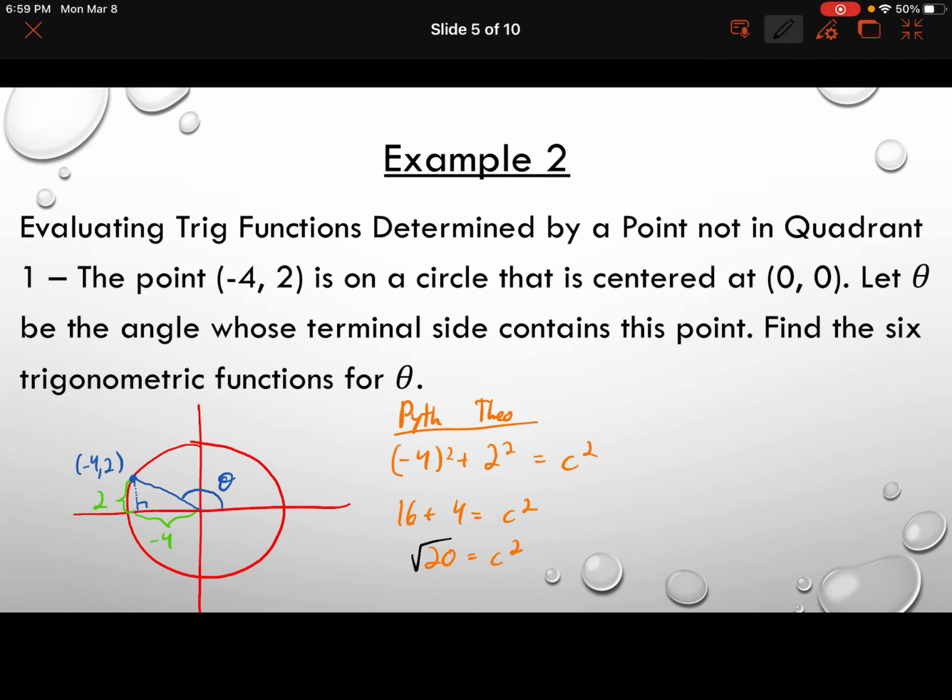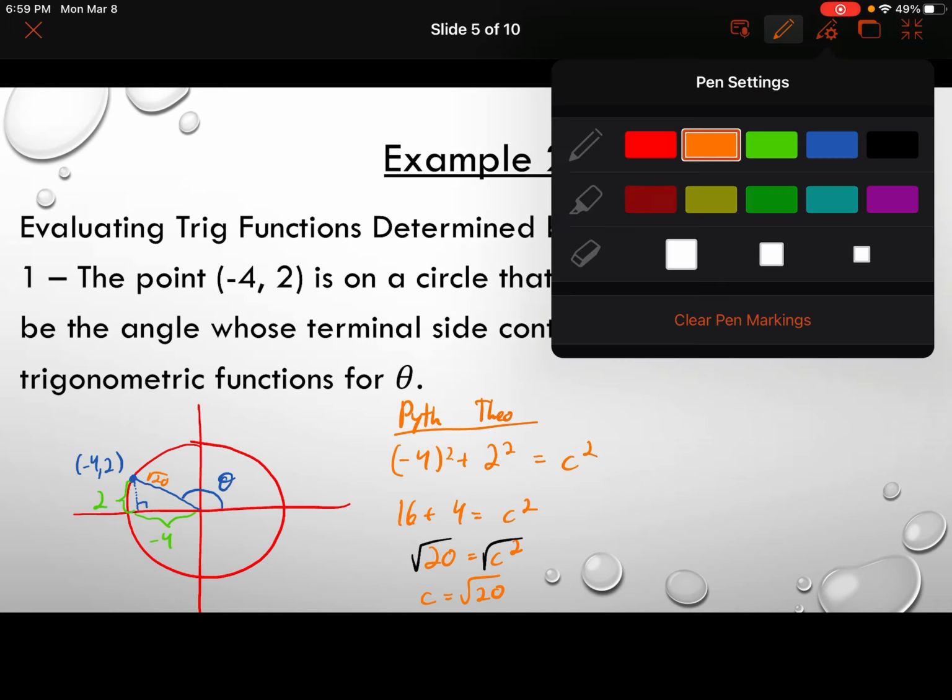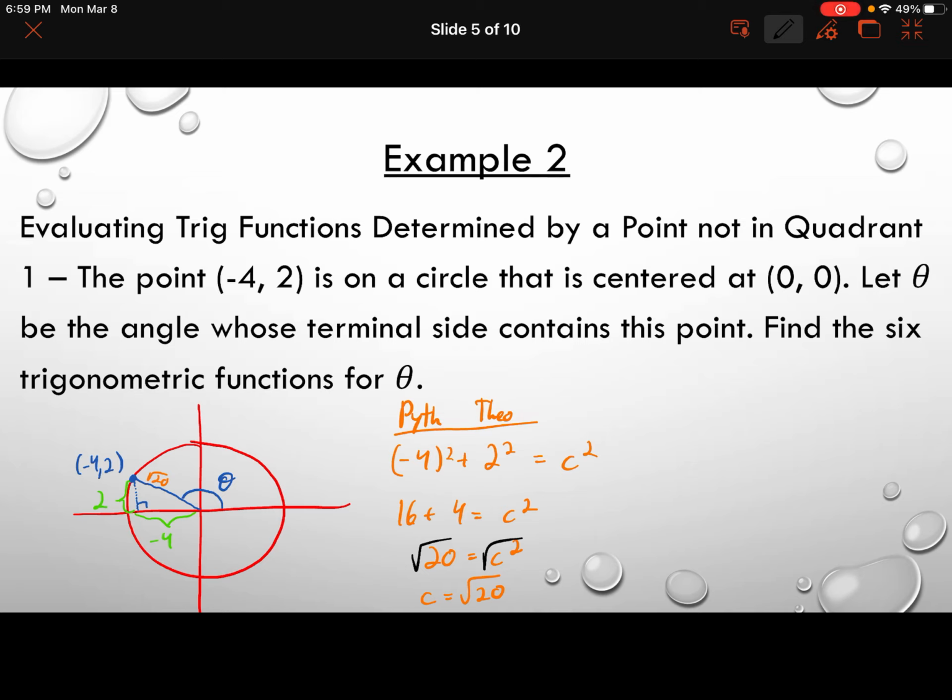We solve for c by taking the square root of both sides, and this leads us to c, the hypotenuse, being the square root of 20. So square root of 20, there you go. Now let's do the 6 trig ratios, or 6 trig functions. So we have sine of theta, cosine of theta, tangent of theta, cosecant of theta, secant of theta, cotangent of theta.